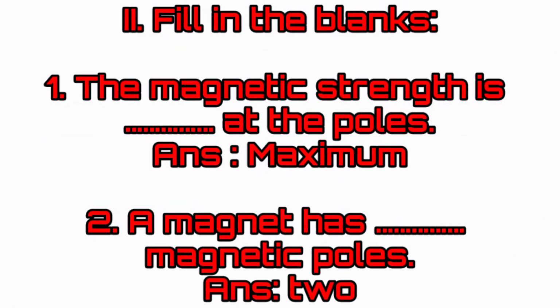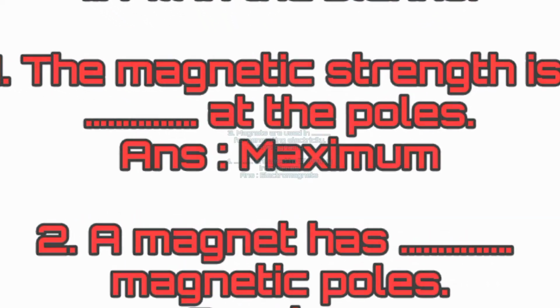Fill in the blanks. The magnetic strength is dash at the poles. Answer maximum. The magnetic strength is maximum at the poles. A magnet has dash magnetic poles. Answer 2. A magnet has 2 magnetic poles.